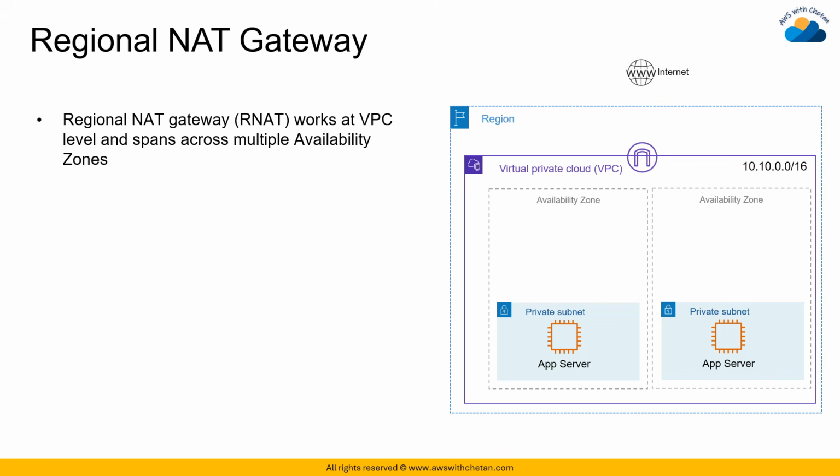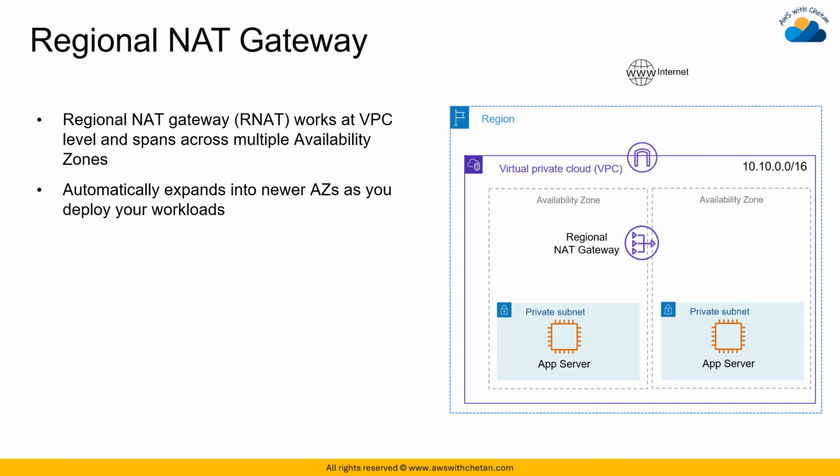And as the name suggests, it works at the VPC level and it can span across multiple availability zones. When you create this Regional NAT Gateway, you have the option to automatically expand it to additional AZs. So depending on which AZ you have your workload in, this NAT gateway will automatically expand into that AZ. However, if you need more control and want to configure in which AZs this NAT gateway should be present, then you can also configure the manual mode, where you can specify, I want this NAT gateway in these specific AZs.